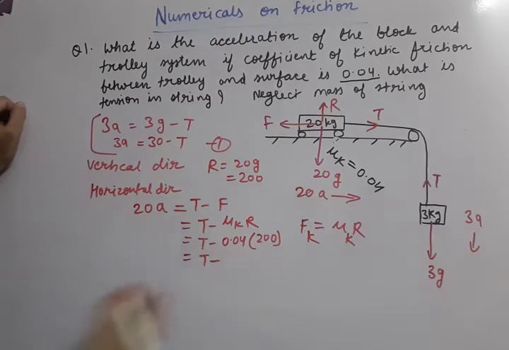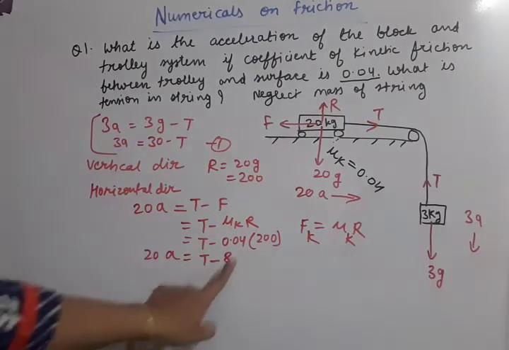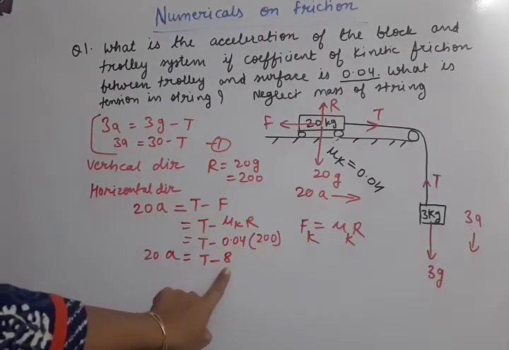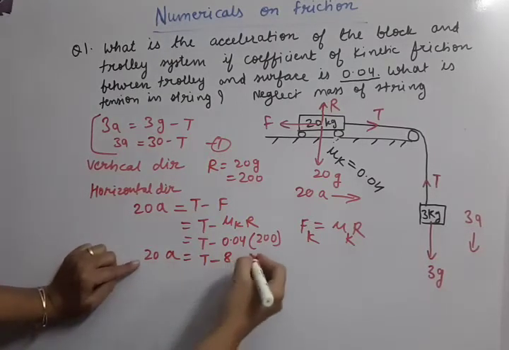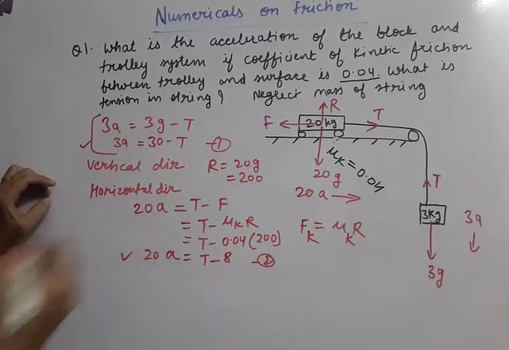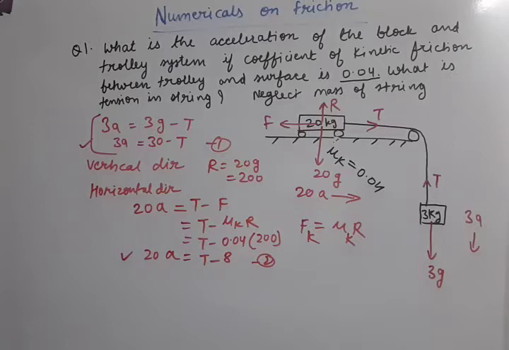Now the final equation becomes 0.04 into 200, which is 8. So this is our second equation. First equation is here and second equation is here. Now these two equations have A and T as unknowns. So in the same manner as we solve linear equations, we will be solving these two equations. How to solve now?